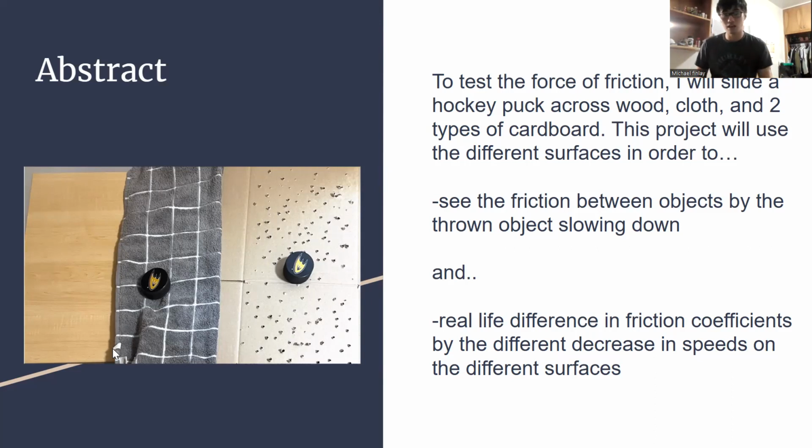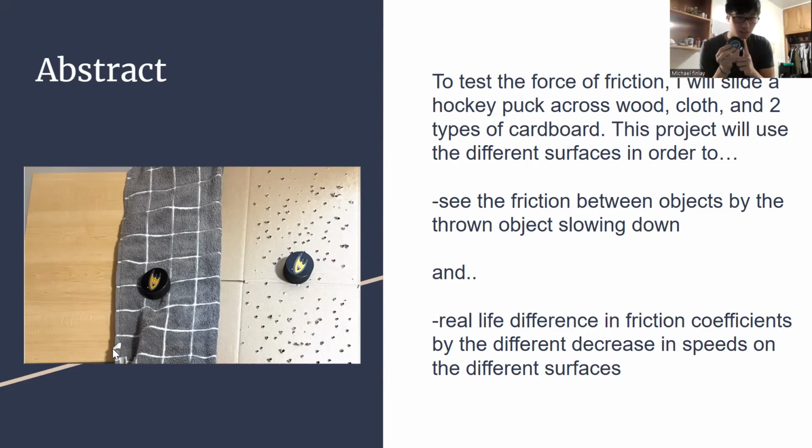And my goal is to test the force of friction. I'm going to slide these hockey pucks across four surfaces, including wood, cloth, and then the two pieces of cardboard. One has a little bit more friction than the other, for obvious reasons I explained, but we will see that later. My goal is to show that friction does exist, right? The object is going to slow down. It's not going to move forever. And I want to show the friction coefficient. I want to show that everything has a different friction depending on the object.